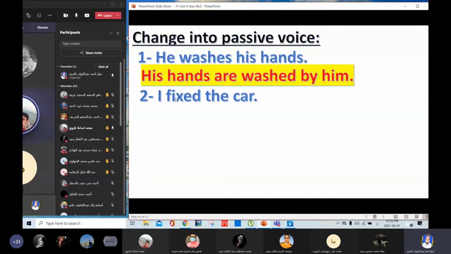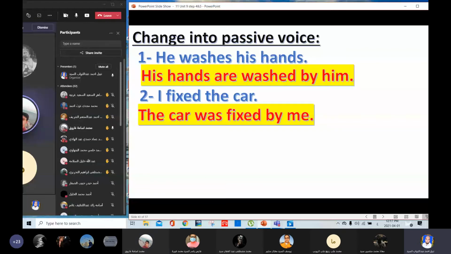Osama, Mohamed Osama, you have to notice here the verb fixed. Which tense is it? It's past simple tense. Yes, was. Read, Mohamed. Say it again: the car was fixed by me. Very good. Okay, three. Yes, Mohamed Magdy. She is doing the dishes. Mohamed Magdy.